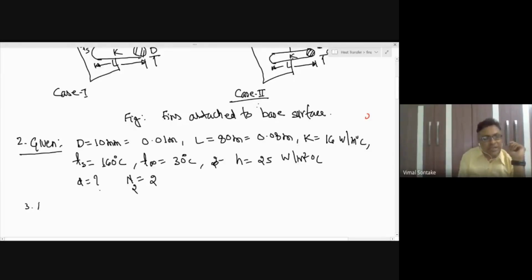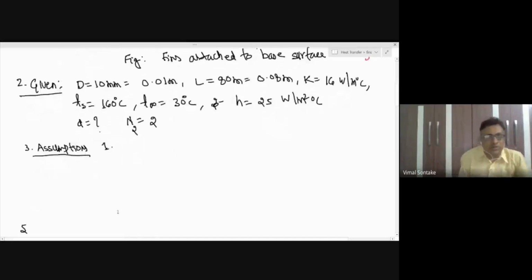Once again, let us write down all those assumptions. So assumptions you are supposed to repeat every time. The set of assumptions for all problems in case of fins are almost same. Okay, so let me write it for you. One-dimensional steady state heat transfer.